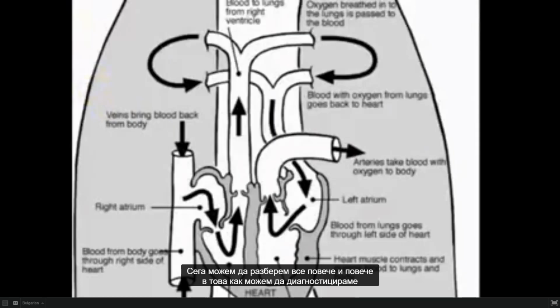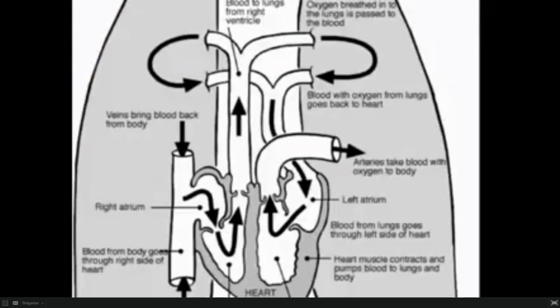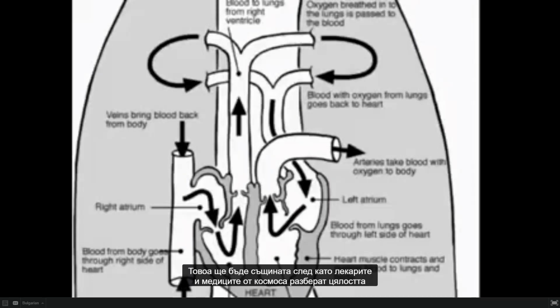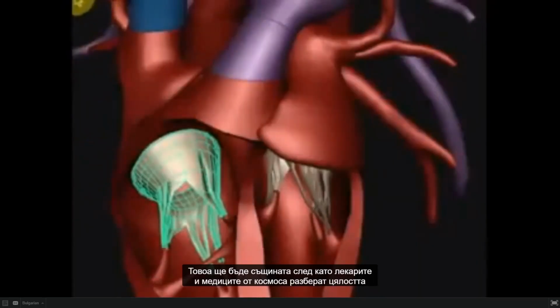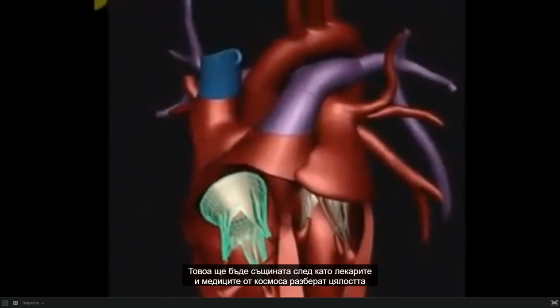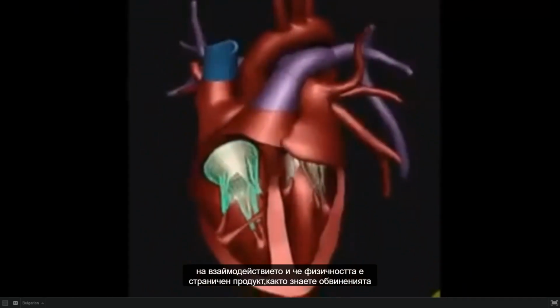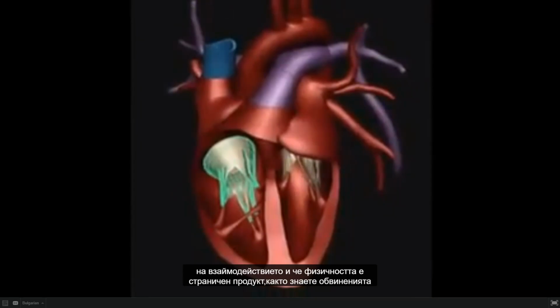Now we can understand more and more how we can diagnose illnesses through the operation of the heart and the energy which they reach. This is going to be the cornerstone of the doctors and medicine people in space: understanding the totality of the interaction, and physicality is a byproduct.